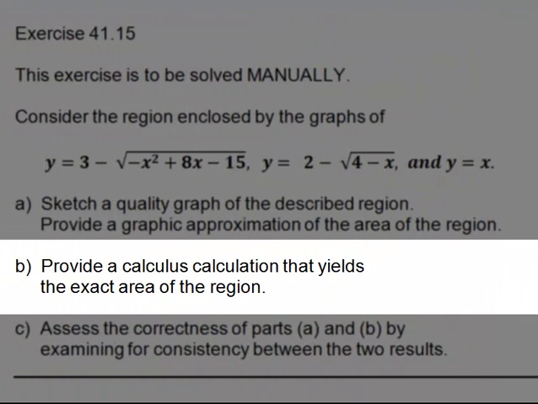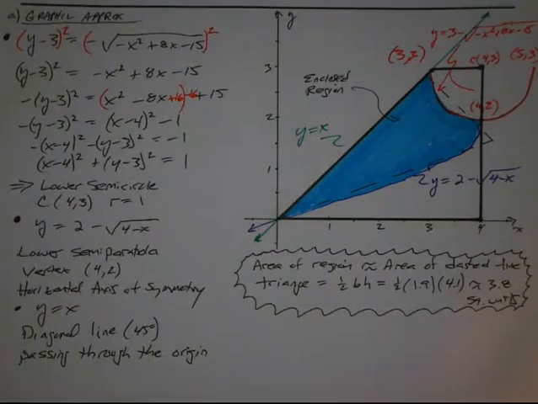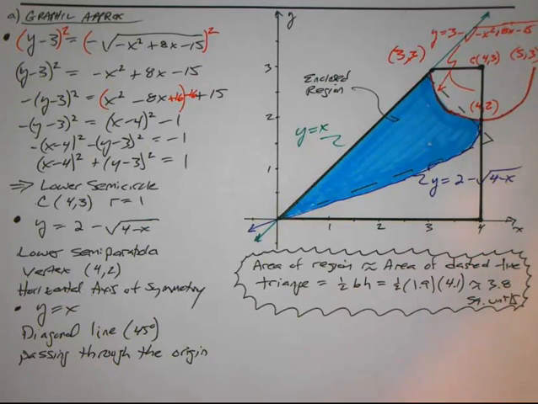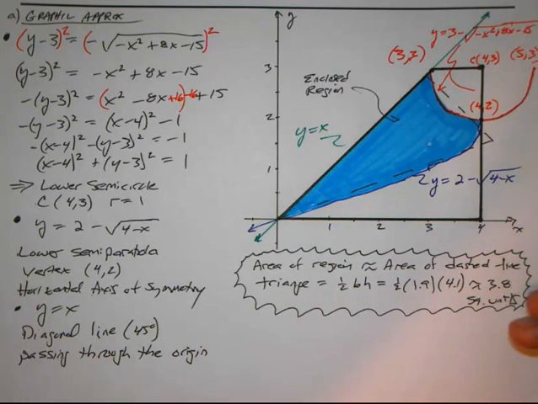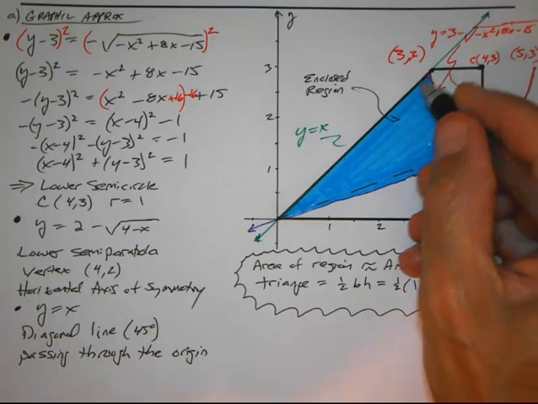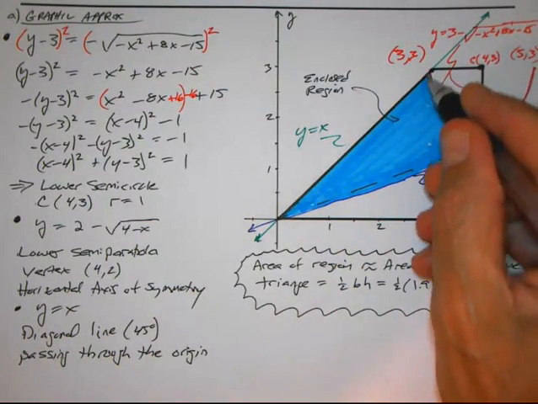Part B. Provide a calculus calculation that yields the exact area of the region. As for a calculus calculation, I've noticed that this region has some special properties that has me thinking about using a strategy of net area of simpler regions. And the reason is this. One, there was this large straight line boundary here.